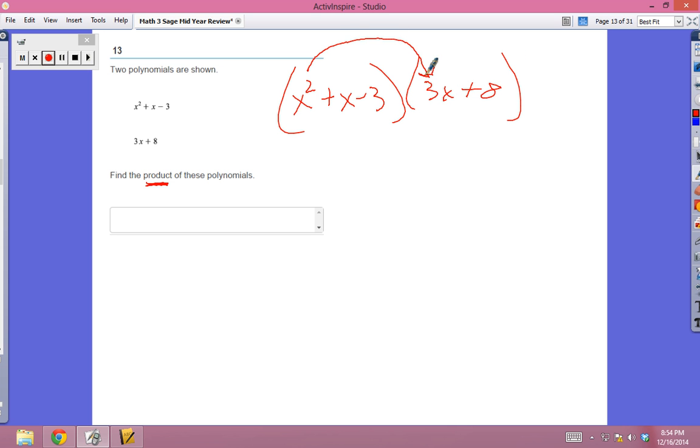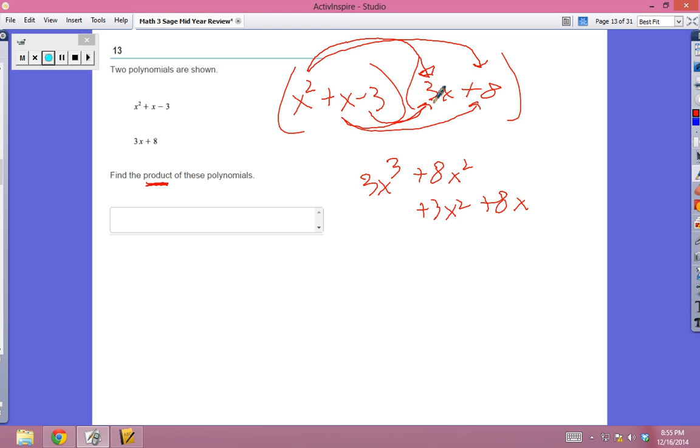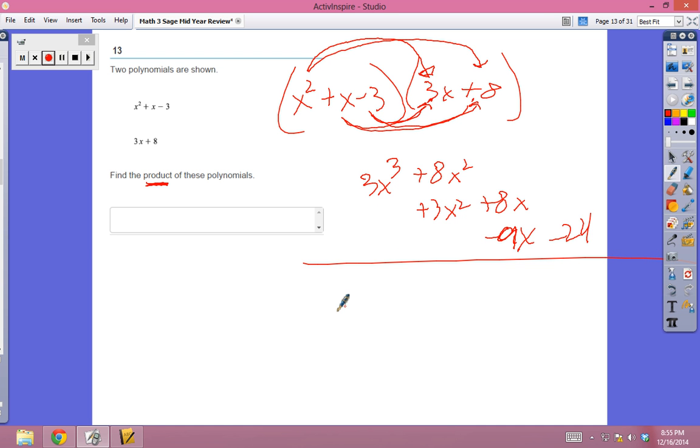So distribute, and that's going to be 3x cubed. x squared times 8 is going to be 8x squared. x times 3x is going to be 3x squared. x times 8 is going to be 8x. A negative 3 times 3x is a negative 9x. And a negative 3 times 8 is a negative 24. And add up all your like terms, so you're going to have 3x cubed plus 11x squared minus 1x minus 24.